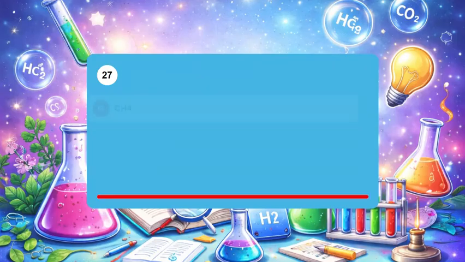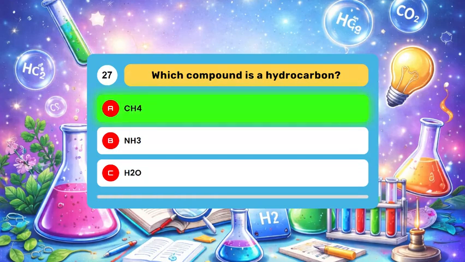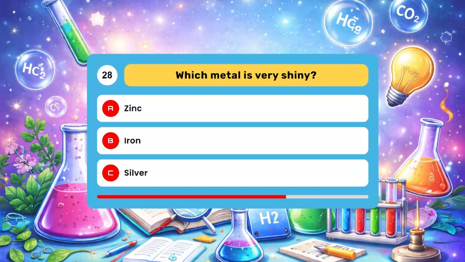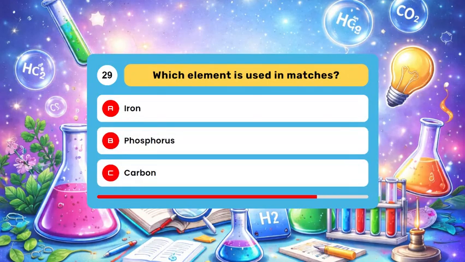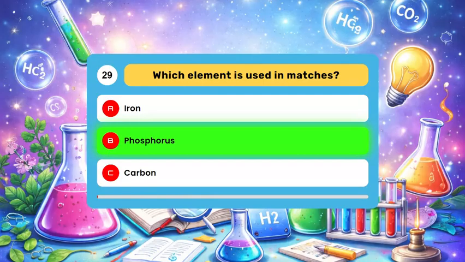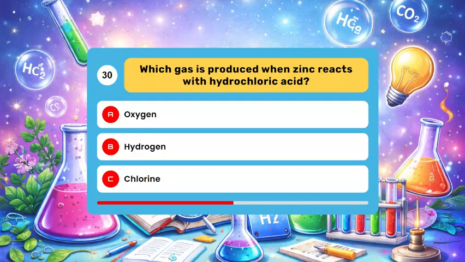Acetylene. Which compound is a hydrocarbon? CH4. Which metal is very shiny? Silver. Which element is used in matches? Phosphorus. Which gas is produced when zinc reacts with hydrochloric acid?